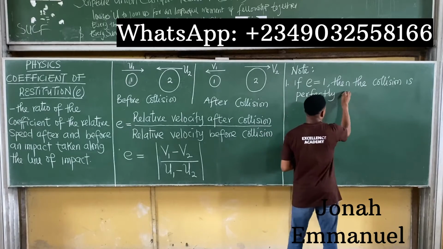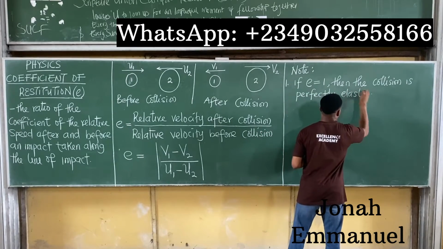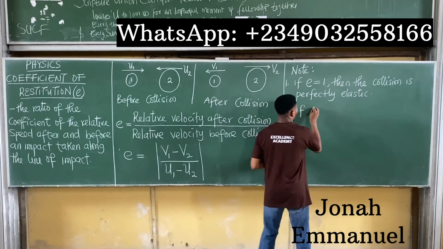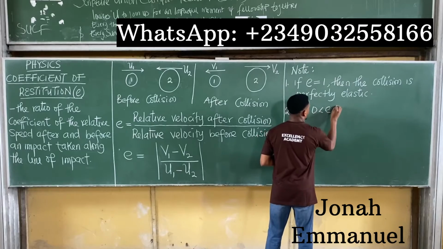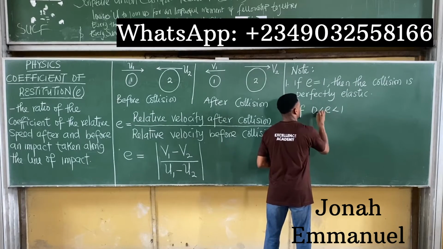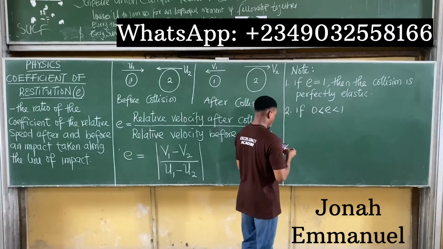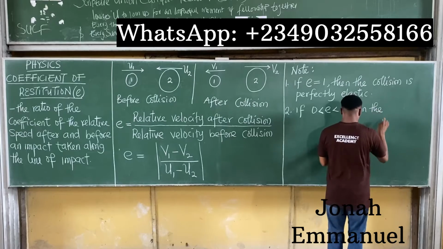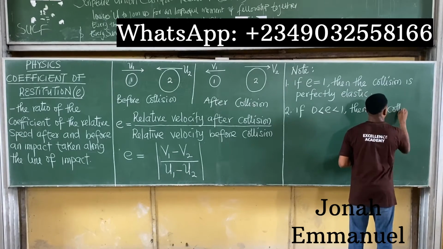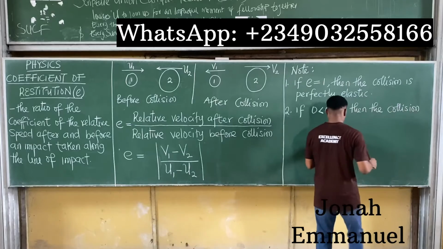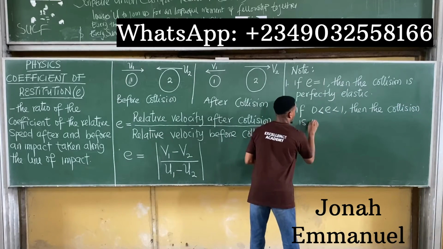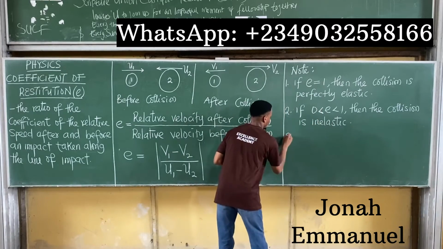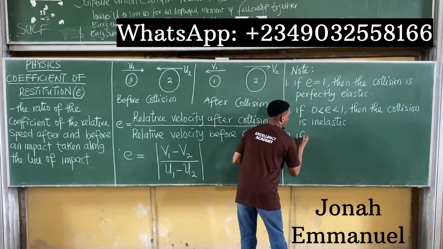Is perfectly elastic. So I have this. All right, that's the first one. Number two, if the coefficient of restitution is between 0 and 1, that means if e is greater than 0 but less than 1, then the collision is inelastic. All right.